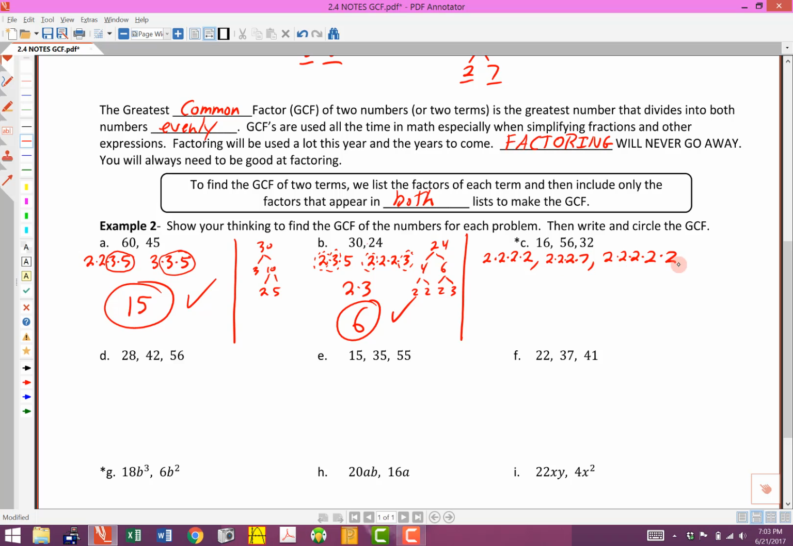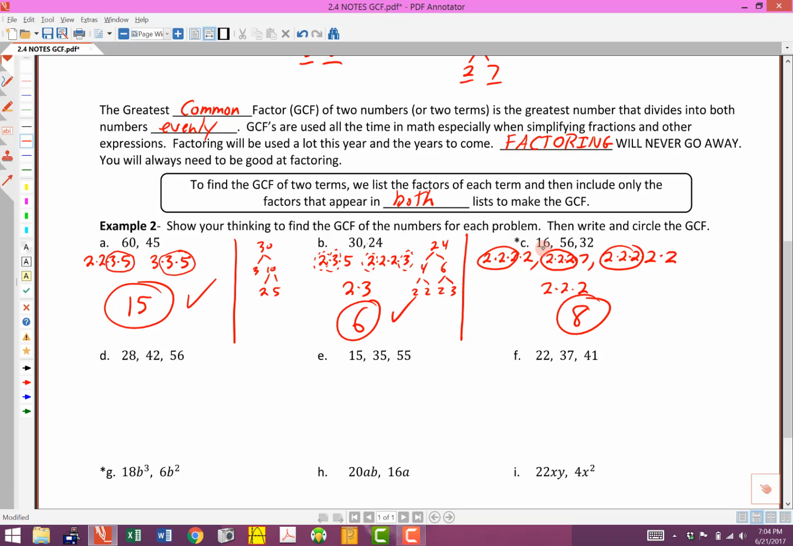Now, let's take a look. I've got 4 2's here, 3 2's here, and 5 2's right here. This one has a 7, but these other ones don't have 7's. Now, what we set up here is to find the greatest common factor of 2 terms, we list the factors of each term and then include only factors that appear in both lists. Well, if we've got 3 terms that we're trying to find the GCF for, it's got to appear in all of those lists. So take a look here. This one has 3 2's, 4, and 5. So we are limited by this one right here. We've got 3 2's in each one of these. So the greatest common factor is 2 times 2 times 2, so the greatest common factor is 8.